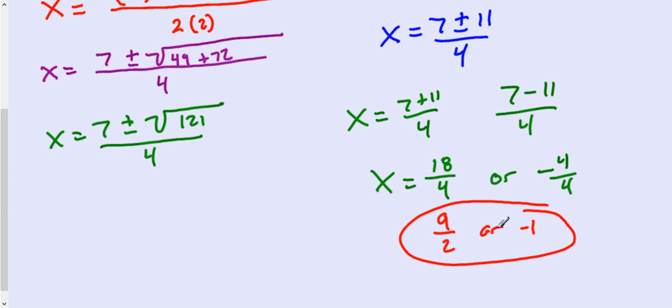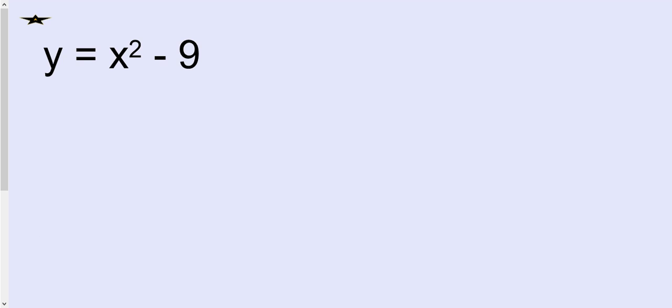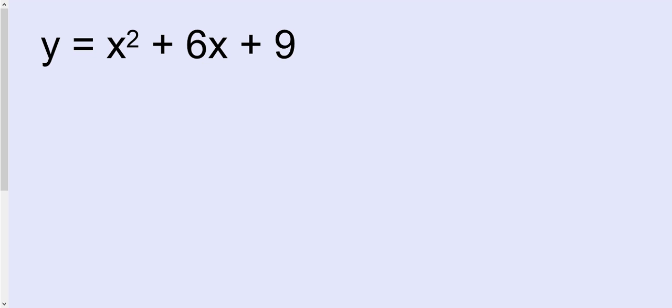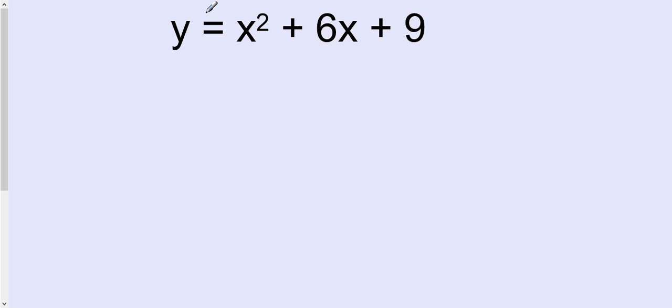All this means, because we have two rational numbers down here, was that this was factorable from the beginning. We need two numbers that multiply to negative 18 that combine to negative 7. It's negative 9 and 2. Sort of, we have one that does this.